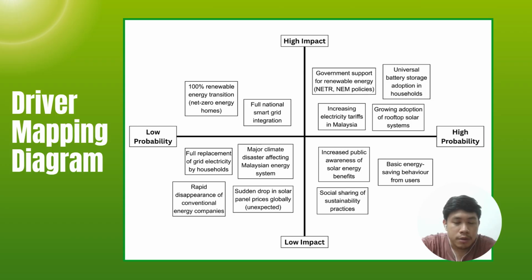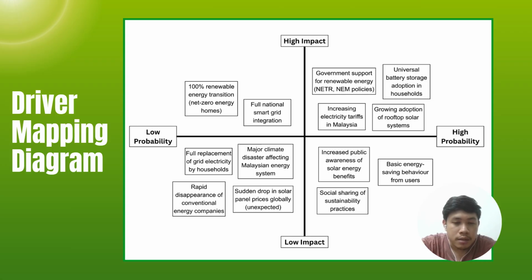So in the bottom right area, we look at the low impact but high probability drivers. These are very common trends that are definitely happening, but they have a small impact on our system functionality. These include things like generally increased public awareness of solar benefits, social sharing of sustainability practice on the internet, and basic energy saving behaviors from the users.